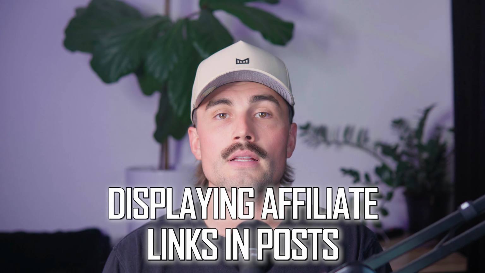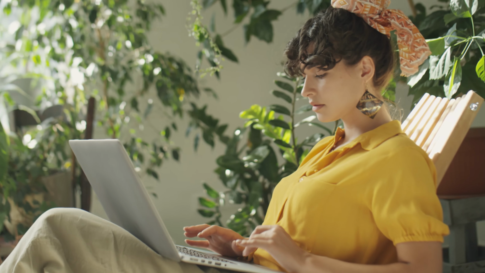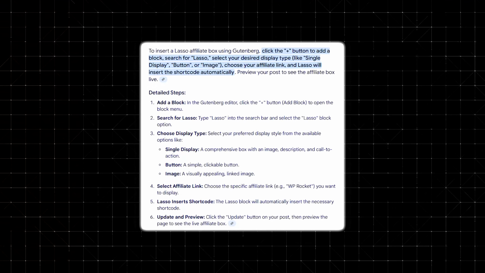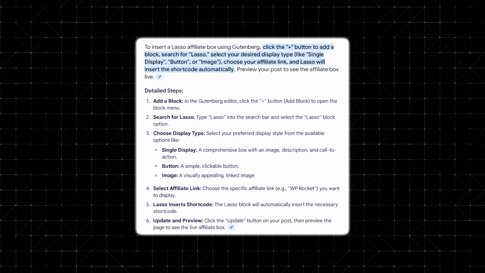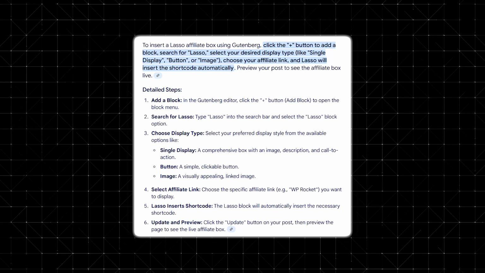Step 3, displaying affiliate links in posts. All right, let's say you're writing a blog post and you want to add your affiliate link to the post. There's a few ways to do it. Using the Gutenberg editor. So if you're using the Gutenberg editor, click the Add Block button and you can search for Lasso and then click it and then choose your display type.